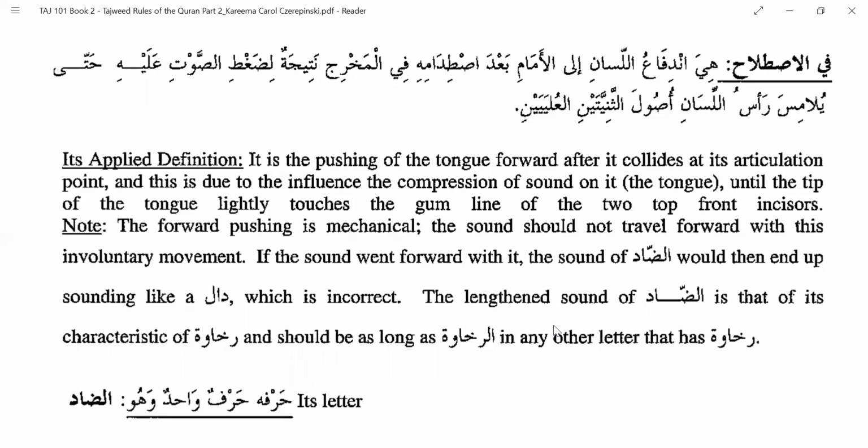So that tongue, you're pushing the tongue forward after it collides at its articulation point. When you're saying al, after that you have to push it forward, otherwise the sound is not coming properly. Why is this? This is because of the influence of the compression of sound on it, until the tip of the tongue lightly touches the gum line. How much forward will you push? Until the tongue lightly touches the gum line of the 2 top front incisors.